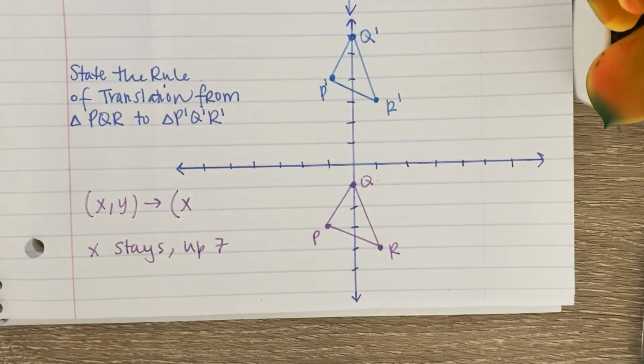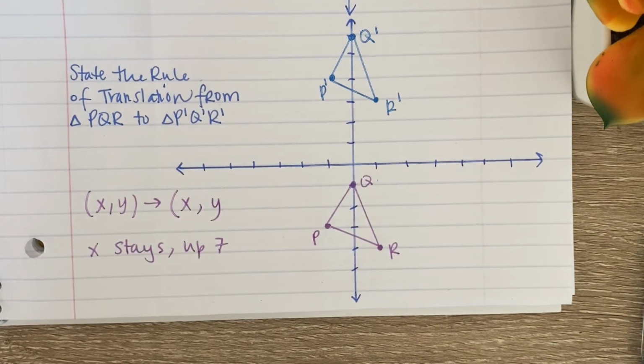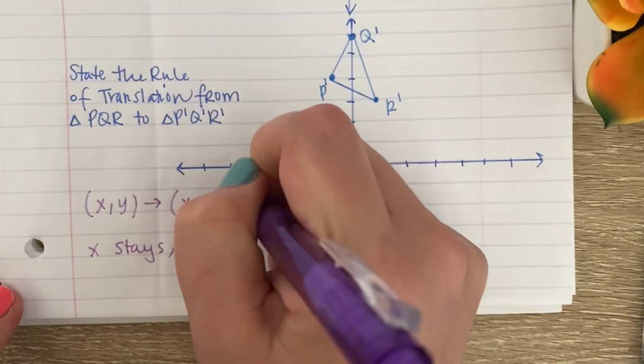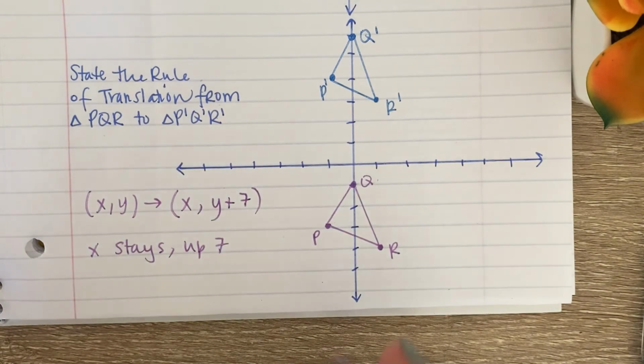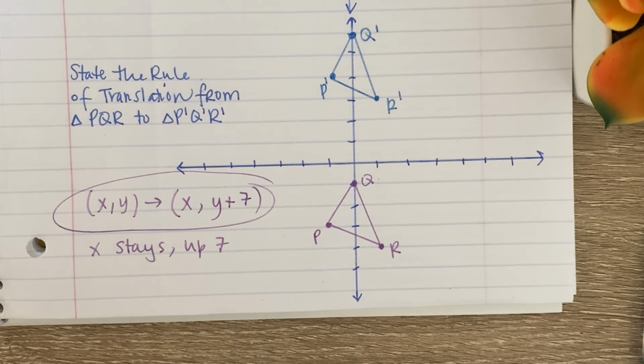Well, if x stays, that's kind of like writing x plus 0, but we don't really need to write plus 0, so we just leave the x. And then the y, up 7, up means plus, so plus 7, and you're done. Now what you could do is you could also write out the points for triangle PQR and triangle PQR prime, and then see if this rule works out for those points. And that is how you read the graph and write the arrow notation of the translation.